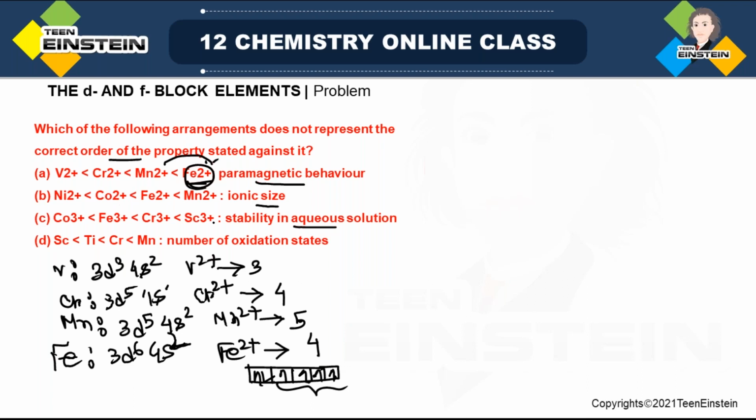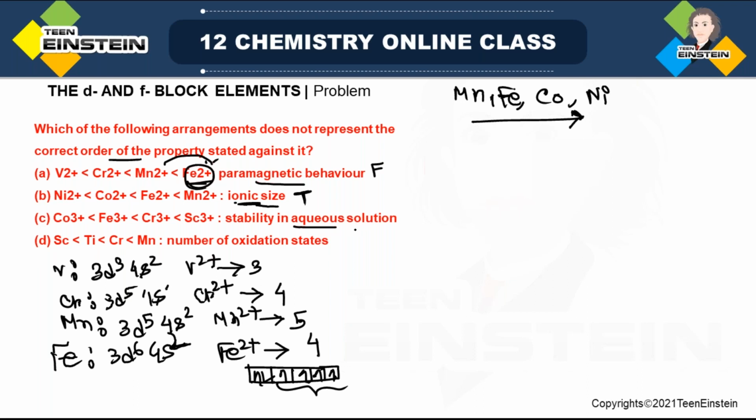Ni2+, Co2+, Fe2+, Mn2+. Ionic size. Now, as we are moving from left to right, what will be the elements? The first element will be Mn. After Mn, the next one is iron, then cobalt, and then nickel. That means when you are moving from left to right, size is decreasing. So the maximum size should be for Mn, then Fe, then Co, and Ni. And it is matching with this order. So this second option is correct, true. This is false.